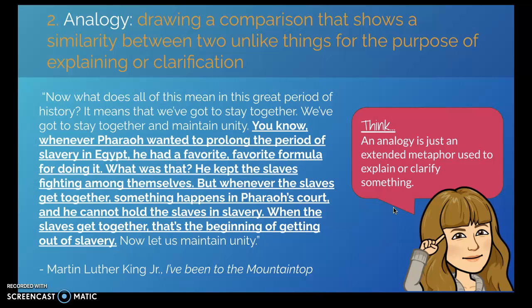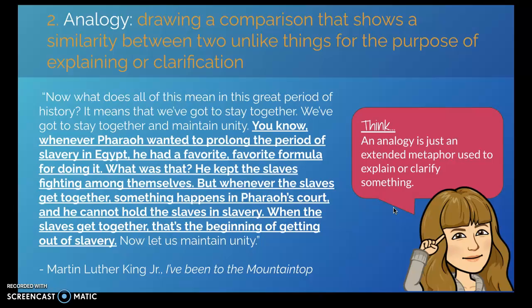He writes, "Now, what does all of this mean in this great period of history? It means that we've got to stay together. We've got to stay together and maintain unity. You know, whenever Pharaoh wanted to prolong the period of slavery in Egypt, he had a favorite formula for doing it. What was that? He kept the slaves fighting amongst themselves. But whenever the slaves get together, something happens in Pharaoh's court, and he cannot hold the slaves in slavery. When the slaves get together, that's the beginning of getting out of slavery. Now let us maintain unity."